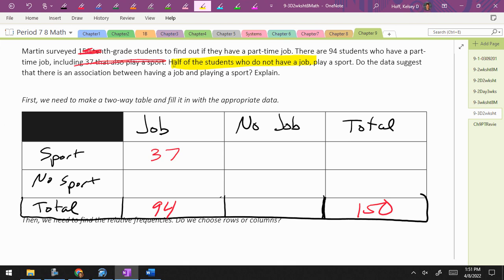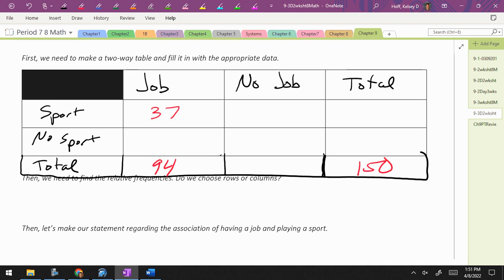Can I figure this number out? Yeah. How? 150 minus 94. Very good. What is 150 minus 94? 56. Okay, so it says half of those kids play a sport. What's half of 56? 28. So how many don't play a sport? 28. All right, help me fill in the rest.